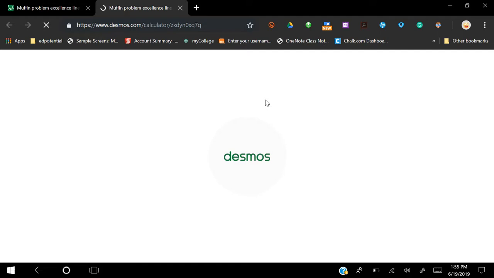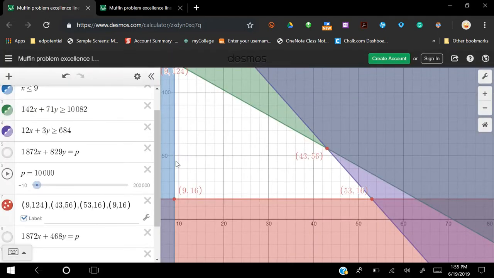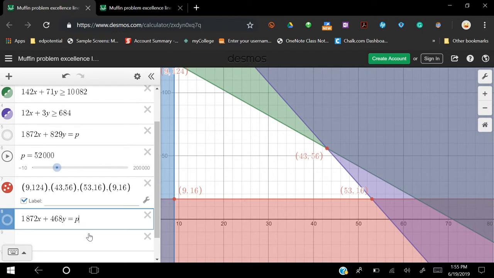The reason this is happening is because this orange line represents the original objective function. As it goes through the feasible region, we see that it exits out at about here, this last point, 43 and 56. So that's what happened with the original objective function. But what I can do on Desmos is type in a new objective function, and the P slider still works for this. So I just click it on, and then I can see that it's going to move through the feasible region. But what happens as it exits is very, very important.